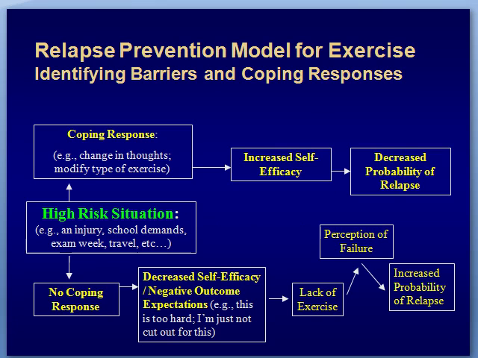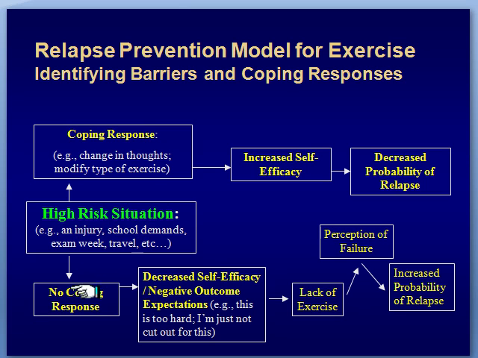Okay, let's go through the relapse prevention model. Now, this is just a specific flow chart. I'm going to walk you through the high risk and the low risk responses. I'm going to walk you through a high risk situation where there's an increase in stress while you're trying to accomplish your physical activity goals. And so this could be an injury, school demands, exam week, anything.